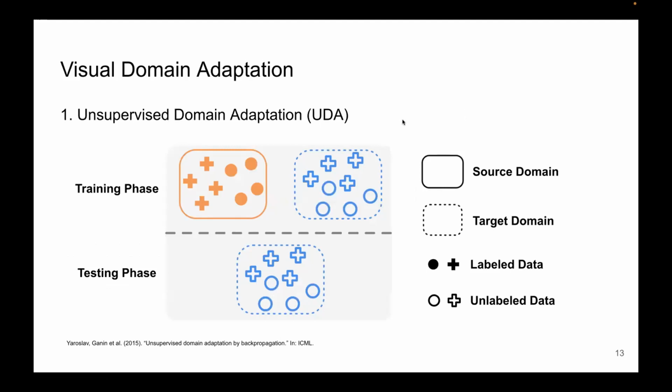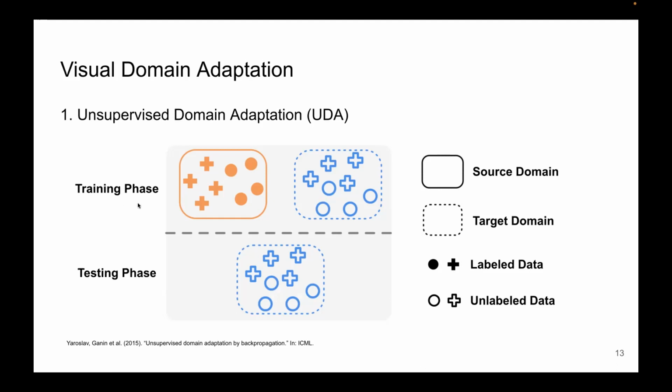In UDA, the setting is very simple. So here I want to introduce some notations first. We use the solid circle to represent the source domain and the dashed circle to represent the target domain. And we use the solid symbols to represent labeled data and the empty ones to represent unlabeled data. So we will use this kind of notation across this tutorial.